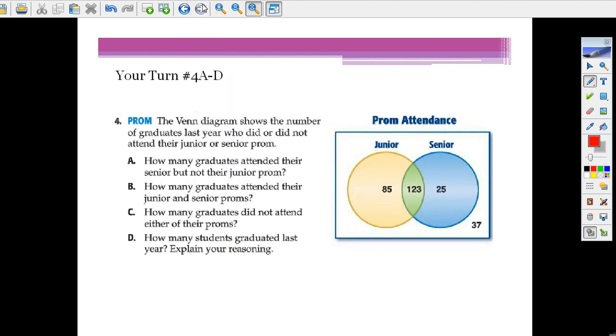Alright, so here's your turn, numbers A through D. So go ahead and pause the video and do A, B, C, and D, looking at this Venn diagram about prom attendance. And when you're done with this, make sure you put this in your book bag so that you can get credit for your homework. And when you're done, you are done.